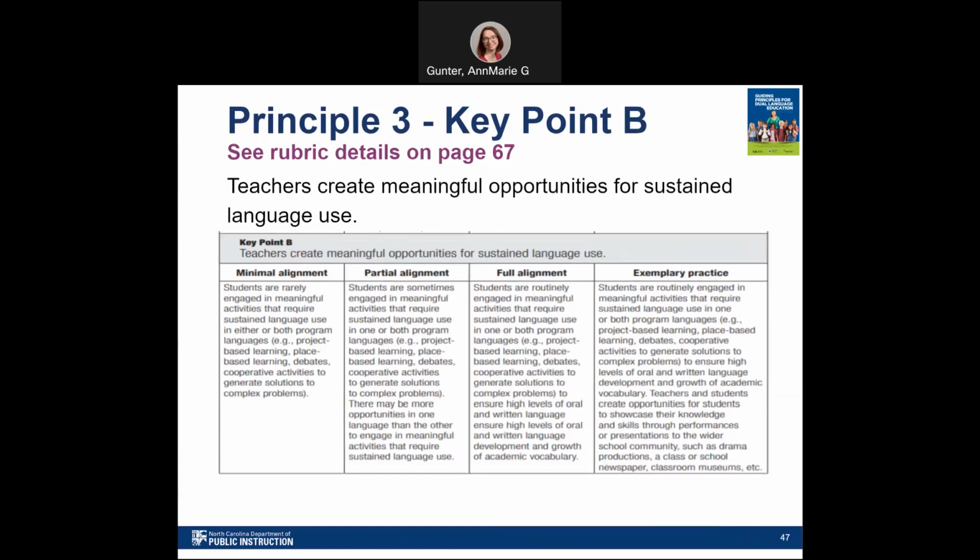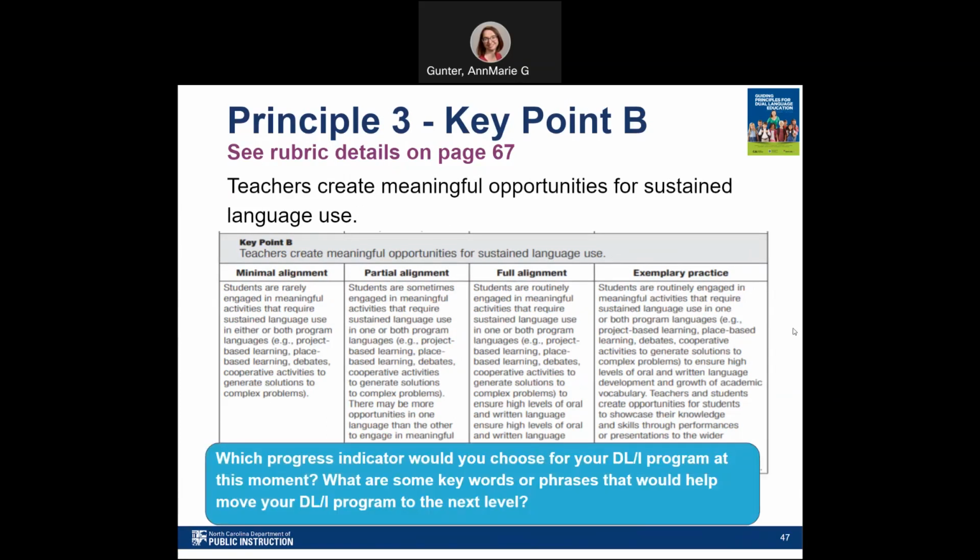Key point B is teachers create meaningful opportunities for sustained language use. This is very important for students to practice the language that they're learning, the DLI program language. And again, we have a number of ideas here within the rubric on the different progress indicators to think about how teachers are creating those opportunities for students to use the language. So which progress indicator would you choose for your DLI program at this moment for key point B? And what are some keywords or phrases that would help move your DLI program to the next level?